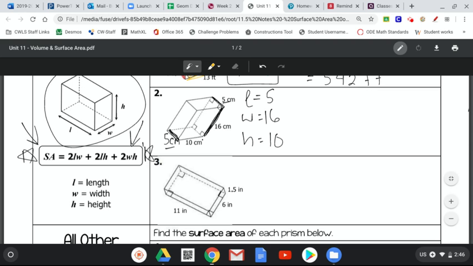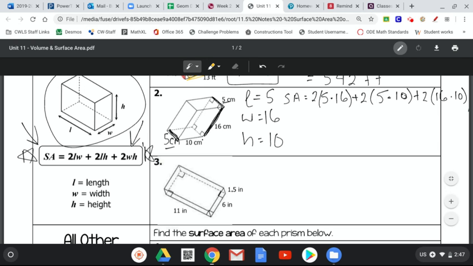So, for this one, to find the surface area, now that we have everything laid out, we're going to do 2 times our length times our width. Length and width are 5 and 16, so 5 times 16. And then add 2 times 5 times 10, which is our length times our height. So 5 times 10. And then lastly, we're going to do 2 times our width and our height, which is 16 times 10.